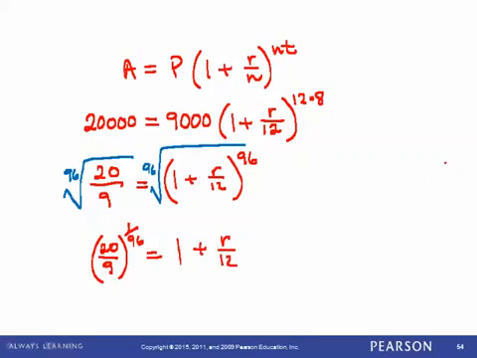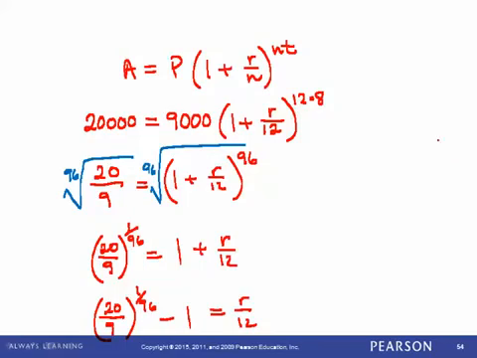Let's see, how about subtract 1 from both sides, so 20 over 9 to the 1 over 96, subtract 1, gives you equal to r over 12. And one final thing to do, how about let's multiply both sides by 12, finally get r by itself. Now I got parentheses there, so might as well put it in brackets. And then that one is what we're going to have to type into the calculator.